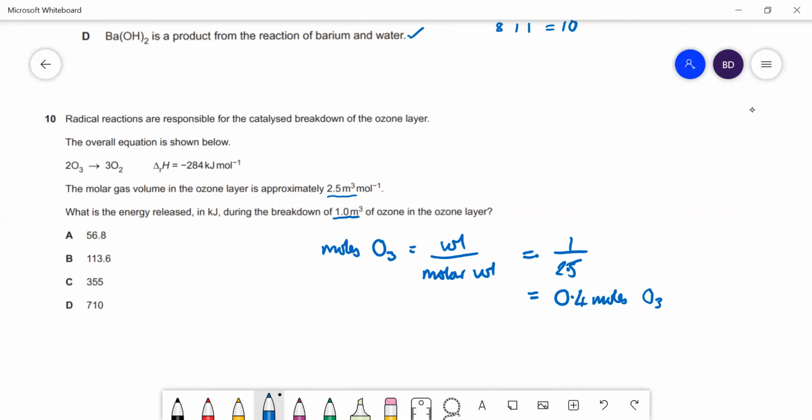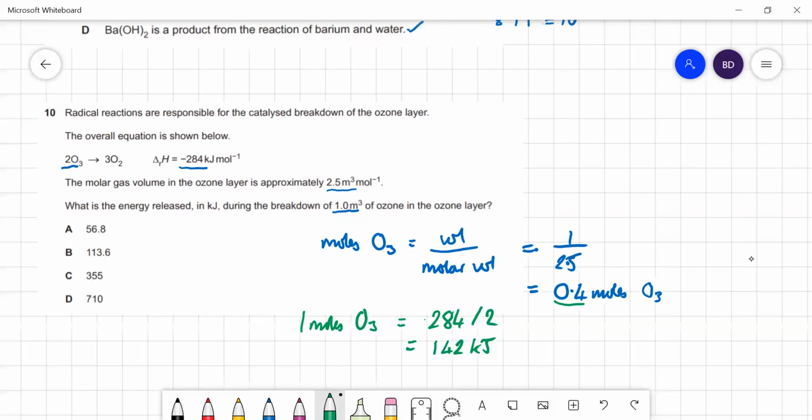Right now, so we've got 0.4 moles of O3. Now, when we break down 2 moles of O3, we get that many kilojoules. So when we break down 1 mole of O3, we're going to get 284 over 2, which is equal to 142 kilojoules out. But we're not breaking down 1 mole, we're breaking down 0.4 moles. So how much energy do we get there?